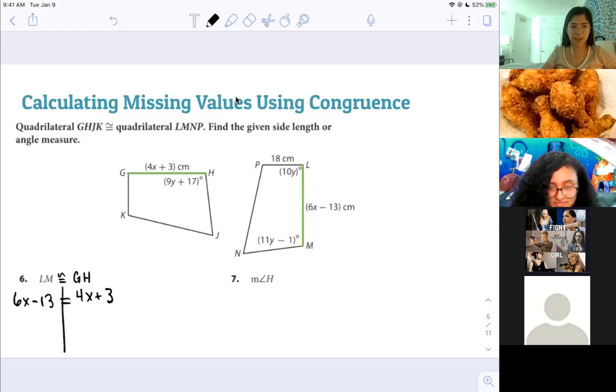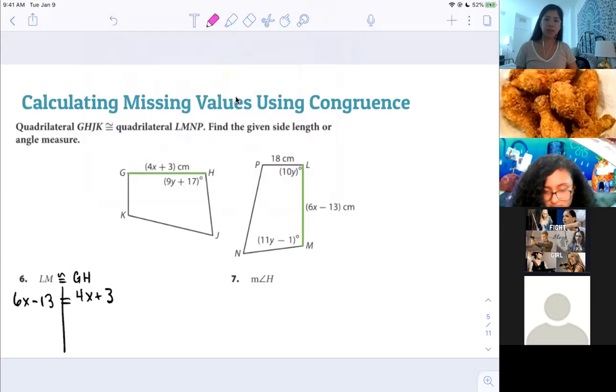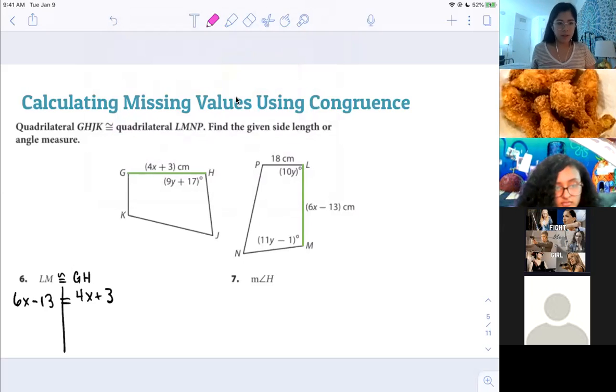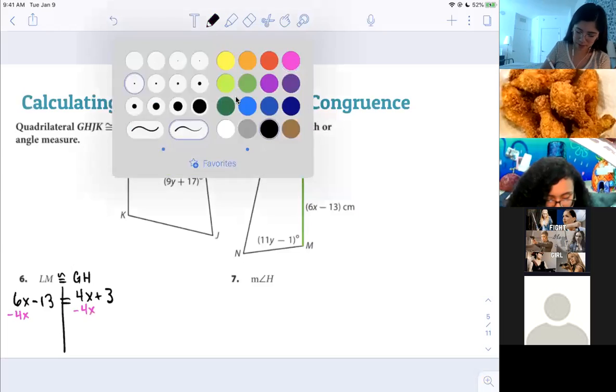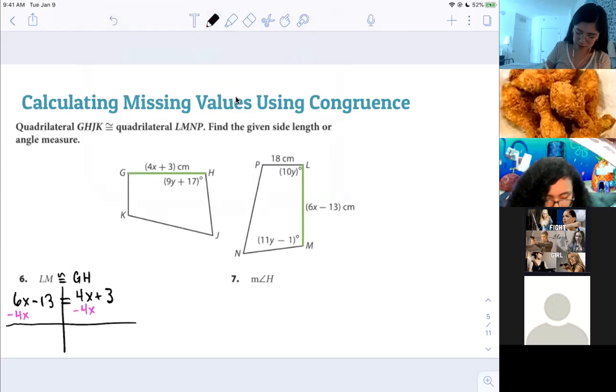What should I do on both sides? Take away the 13. Not yet. Always remember, always get your variables to the same side. So which variable should I move? The 6. No, the 4. I forgot the 4. To the left. There you go. Alrighty. What's 6 minus 4? 2. So I have 2x minus 13 equals 3.